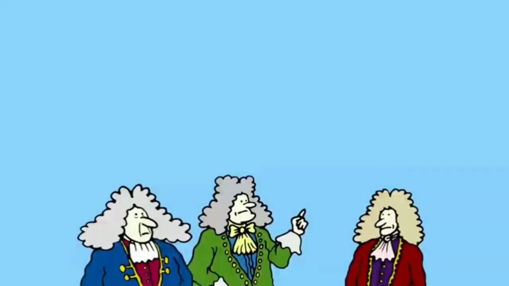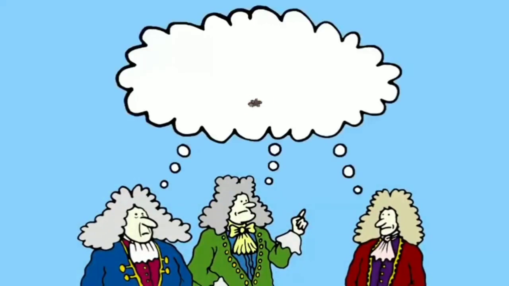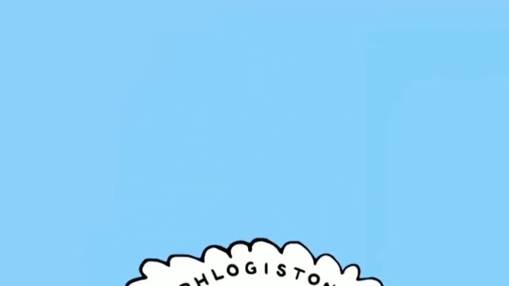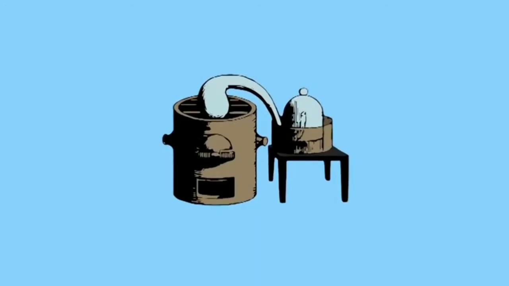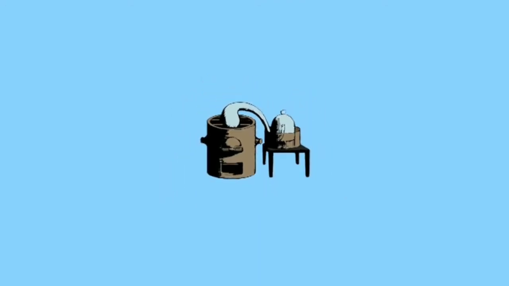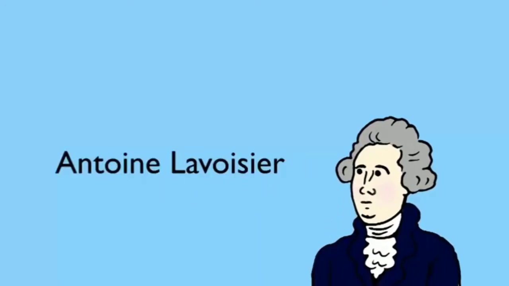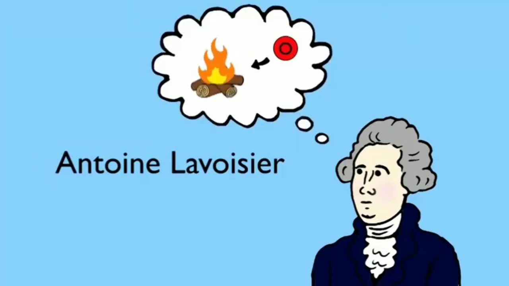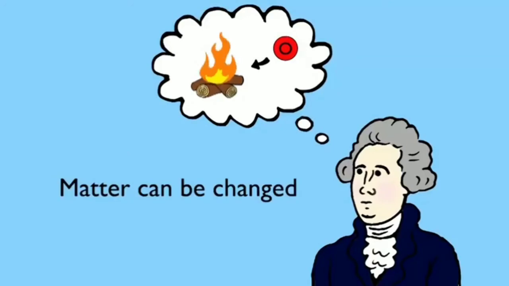In the 18th century, scientists thought that when things burn, a substance called phlogiston came out of them. Then, experiments in closed vessels where substances could be accurately weighed began to help early scientists, such as Lavoisier, understand that when things burn, oxygen is added. He realized that matter could be changed but not destroyed.